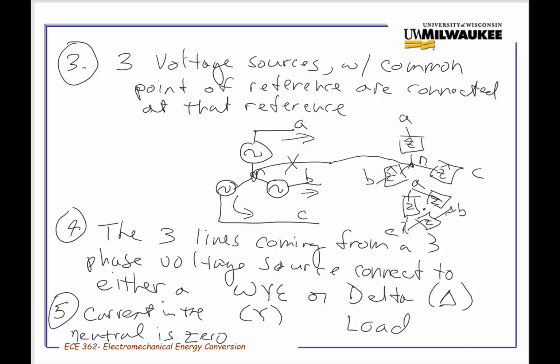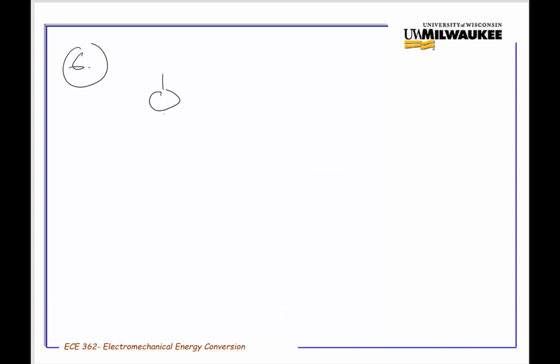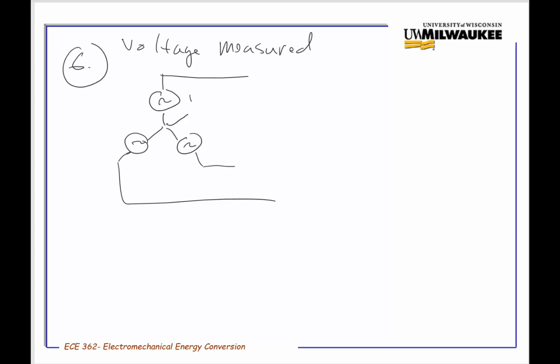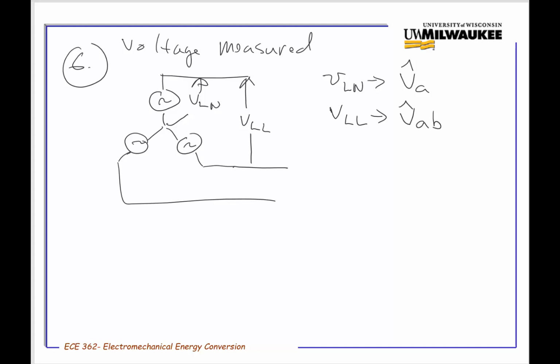The last few points are that you can measure voltage from the line to neutral point on any one of these lines, or from the line to line point. So a line to neutral voltage is VA. Line to line voltage is what we would call VAB, which is the difference between VA to neutral and VB to neutral, and so on for all of the phases.